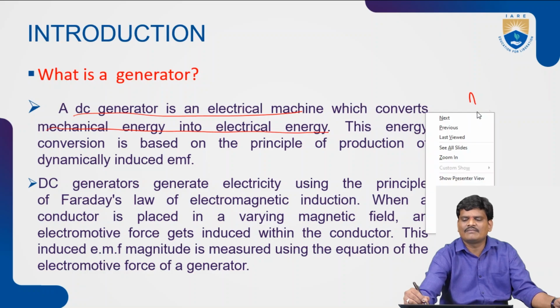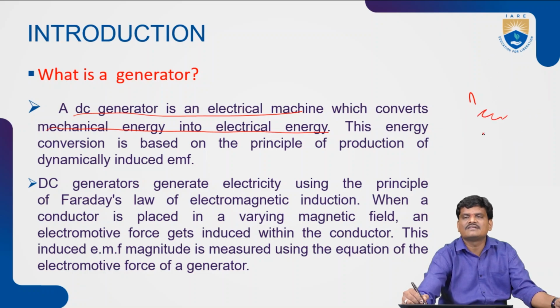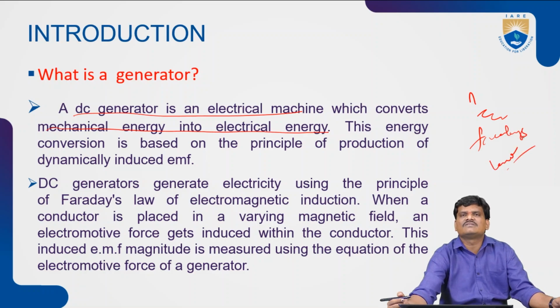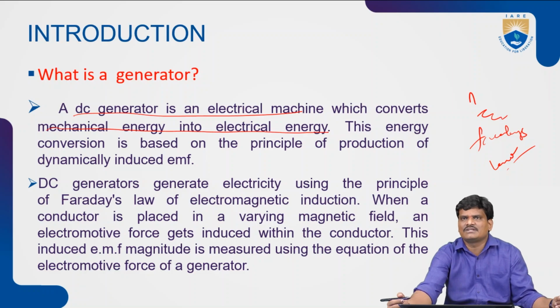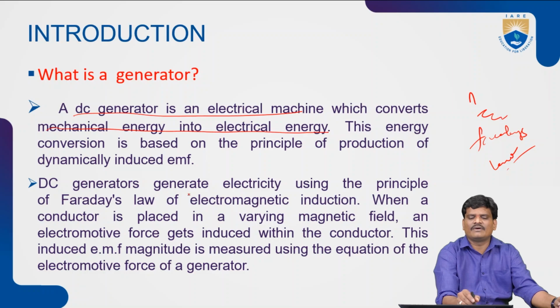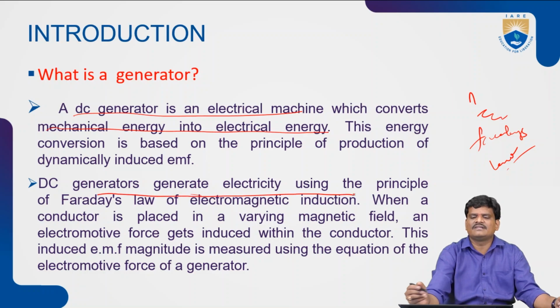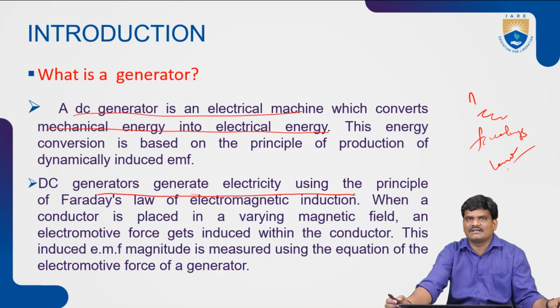Faraday's law of electromagnetic induction. By using this particular law, you are going to know how this conversion is going to take place in case of a generator. In case of a generator, the same thing is present in the second point here. DC generator. DC generator is the one which generates electricity using the principle of what? Faraday's law of electromagnetic induction.